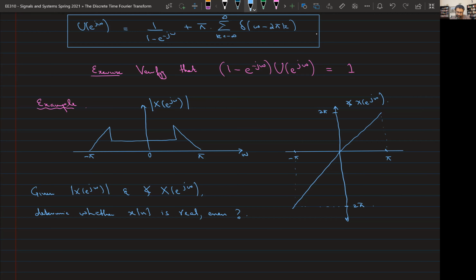Okay, so let's do this. First, let's try to answer this. Is this real or not? Is the time domain signal real or not? Is there enough information available to us from these two graphs for us to be able to see whether the time domain signal is real or the time domain signal is complex? What do you think?